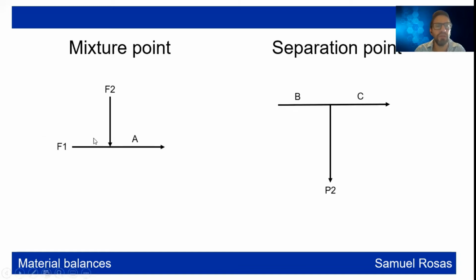The mixture point is this point where you input F1, F2, and it will yield A. And here, the composition is going to vary. But in the separation point, B is going to be separated into P2 and C. Since the composition is not varying when you separate B into two streams, this will yield a material balance in which the composition is not varying. So in that sense, it's not going to be an independent equation, the one for each component. So you have to be very careful with this.